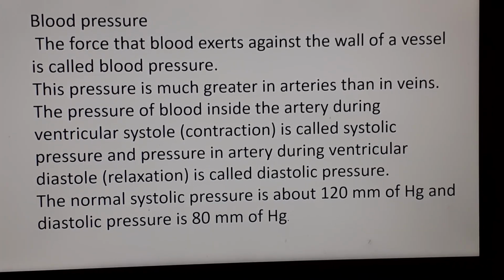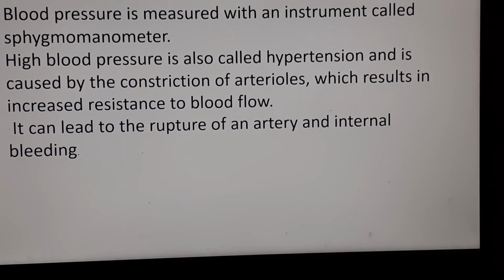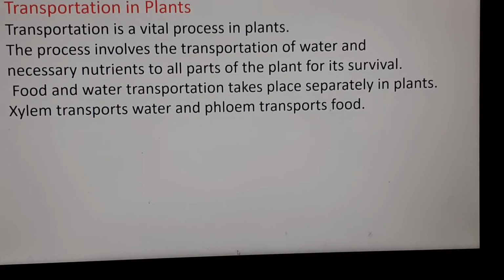This is our blood pressure. Next one, blood pressure is measured with an instrument, the sphygmomanometer. High blood pressure is called hypertension and is caused by constriction of arterioles, which results in increased resistance to blood flow. Then it can lead to rupture of an artery or internal bleeding.